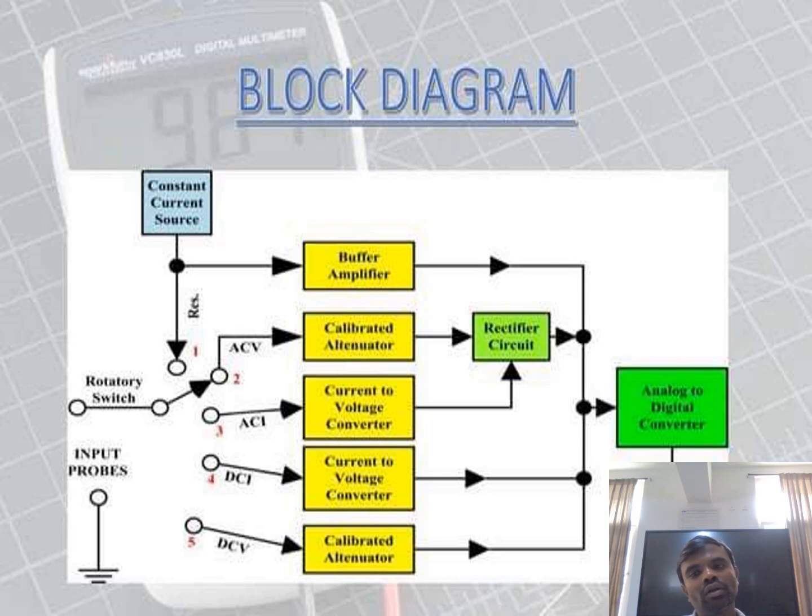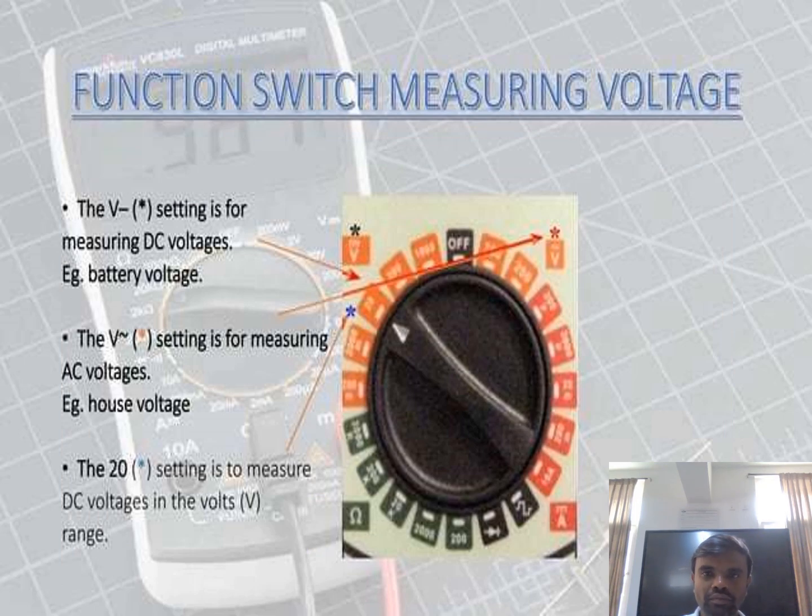And then we have used an analog to digital converter. Since all the measurements are analog, that is electrical signals, they should be converted into digital form for the display. So we are employing an ADC here, which will convert analog signals into digital signals for the display.